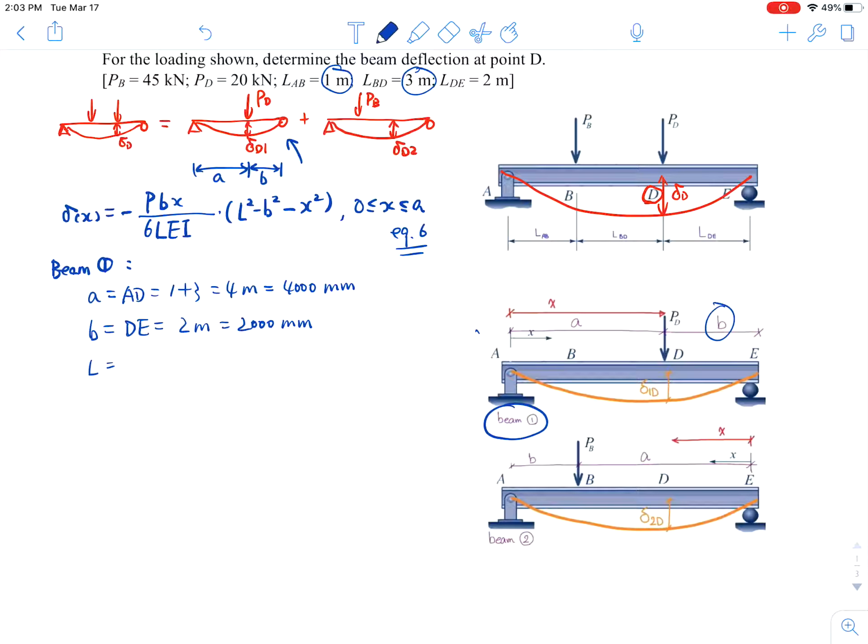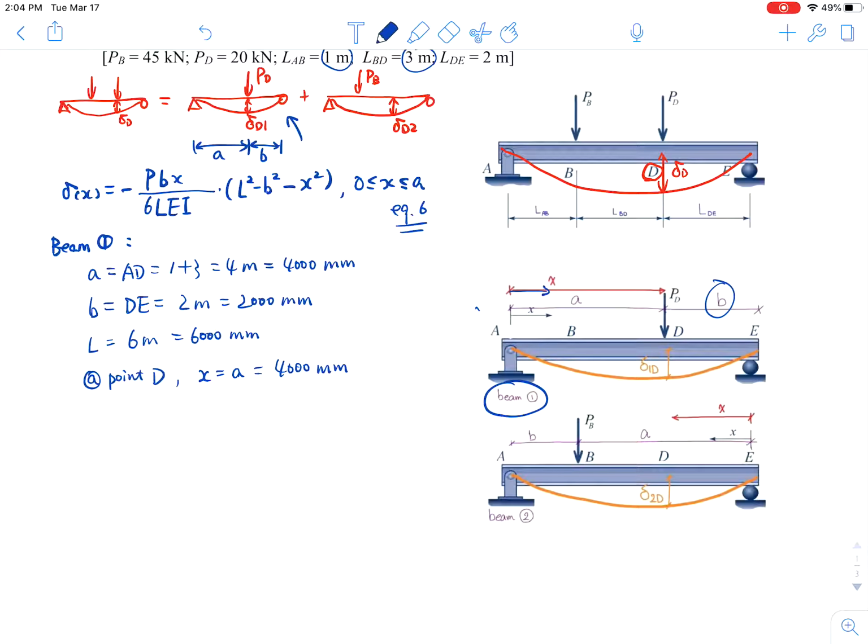And L, just add the 3 sections together: 1 plus 3 plus 2, you get 6 meter or 6,000 millimeter. At point D, this is our target point, the X equals what? As shown here, when your X starts from A towards E, the x value at point D should equal A. That is 4,000 millimeter.